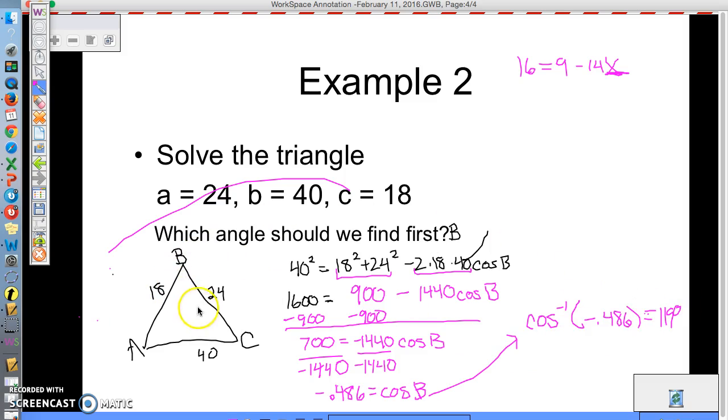So if we put that in here, so this one is 119 degrees, we can use law of sines once again. The sine of 119 over 40, sine of a over 24, multiply times 24, and let's see what the sine of a is equal to.